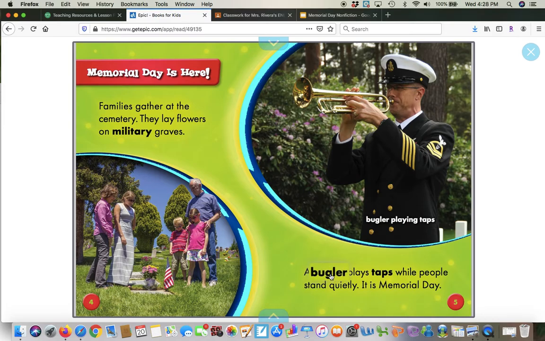A bugler plays taps while people stand quietly. It is Memorial Day. So this person plays the bugle, which is this instrument, and they play it for Memorial Day, and people just listen quietly.